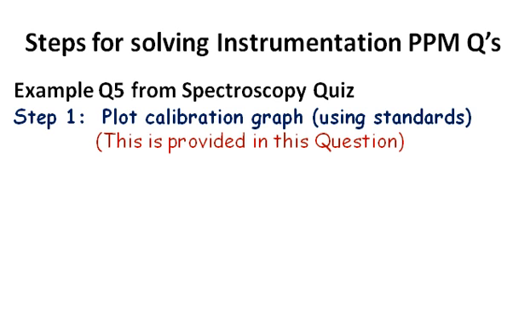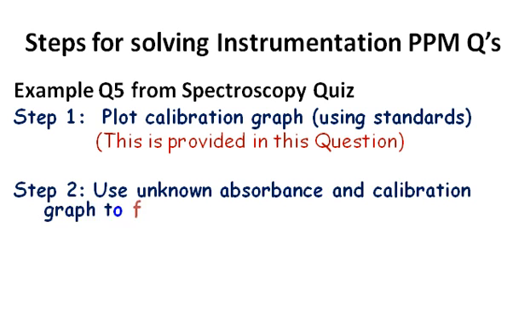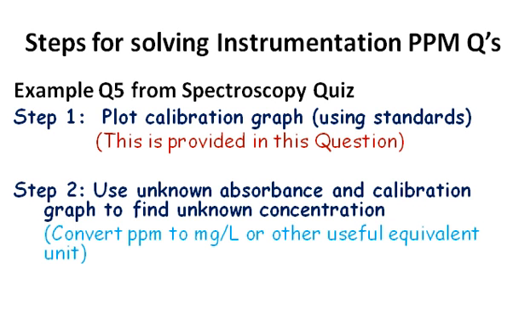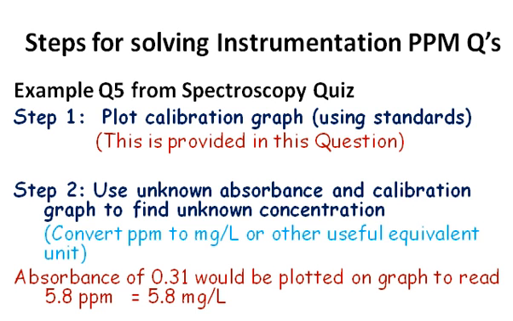In this particular question, the graph has already been given for you, so you don't need to do this. Step 2 is to use the unknown absorbance and the calibration graph to find your unknown concentration. So in question 5, if you read off this graph, you can get the answer with 0.31, and that'll read off as 5.8 parts per million, which is equivalent to 5.8 milligrams per litre. You can convert to any other equivalent unit that's useful.